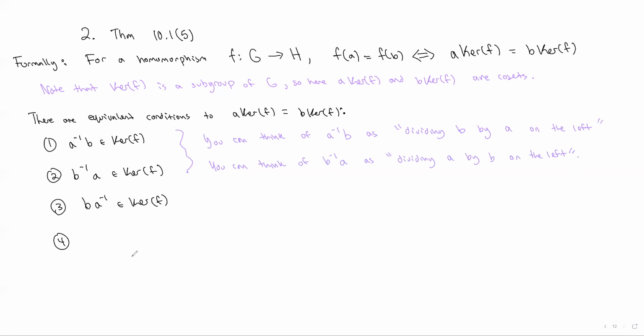or A B inverse. These are all equivalent to A times the kernel of F being equal to B times the kernel of F. So B A inverse is equivalent to dividing B by A on the right, and A B inverse is dividing A by B on the right.